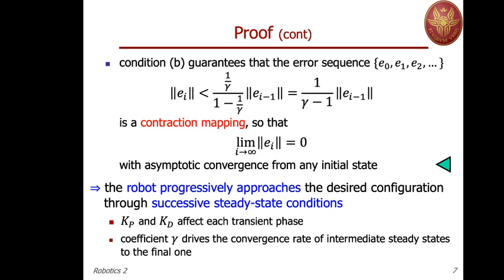Now the Kp and Kd will affect the transient during each of the iterations. So when moving from one steady state to the next one, the time needed, the overshooting, and the damping that we impose will depend on the choice of Kp and Kd. But eventually we will reach a new steady state. Now gamma instead, as you can see from the first formula in this page, will affect the convergence rate from one steady state to the other until you get to the final desired one.